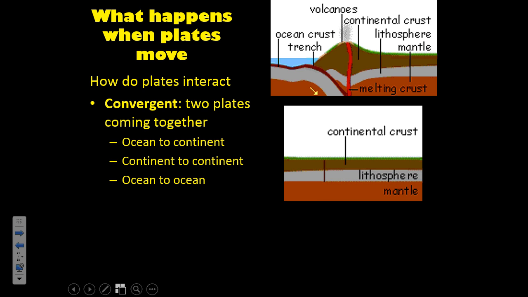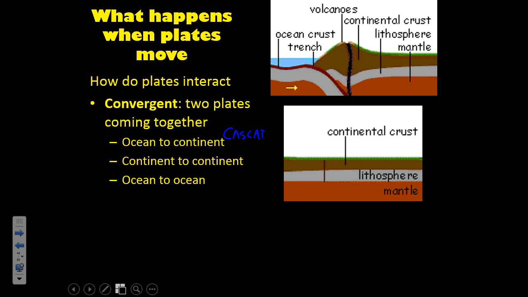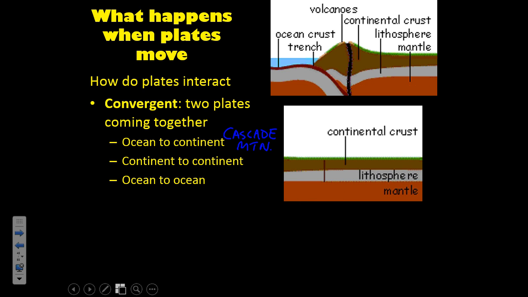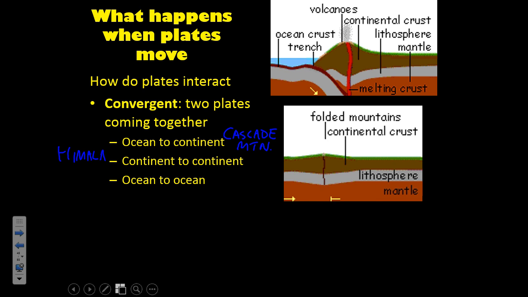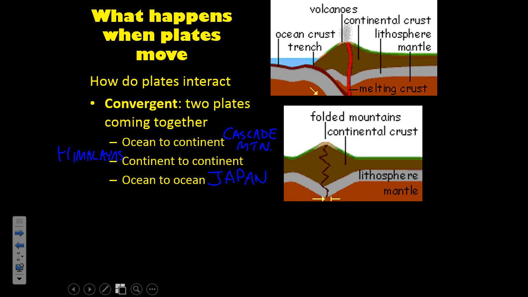So ocean to continent, a good example of this is the Cascade Mountains, which is in Oregon and Washington. Continent to continent, this is the Himalayas. And then ocean to ocean, an example of this would be Japan. These are all examples of convergent plate boundaries, where one plate is meeting another head-on.